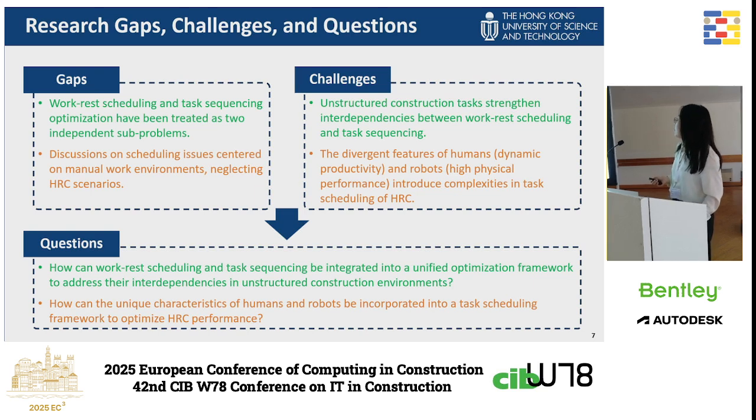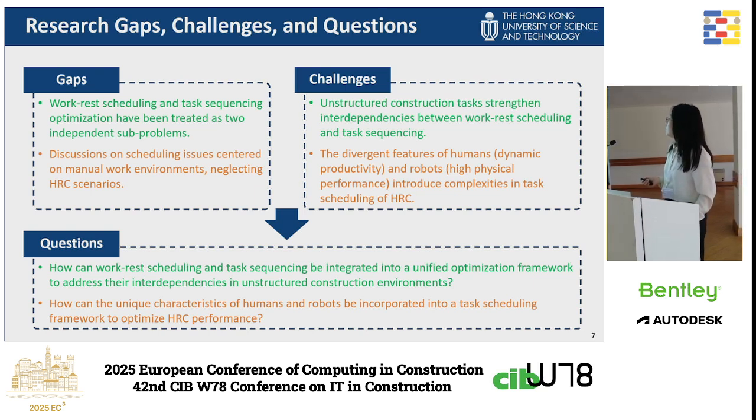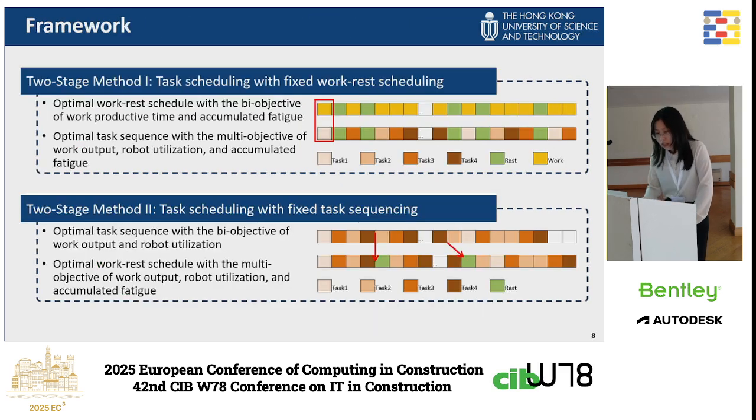And the second gap is the discussion on scheduling issues centered on the manual work environment in guiding the HRC scenarios. The challenge here is the unique features of humans, like dynamic productivity, as we all know, and also the robots, which can continue to work. So how do we utilize this high physical performance in the task scheduling of HRC? Our question is how to incorporate these unique characteristics into the task scheduling framework to optimize performance. For the framework, we propose 2 methods.